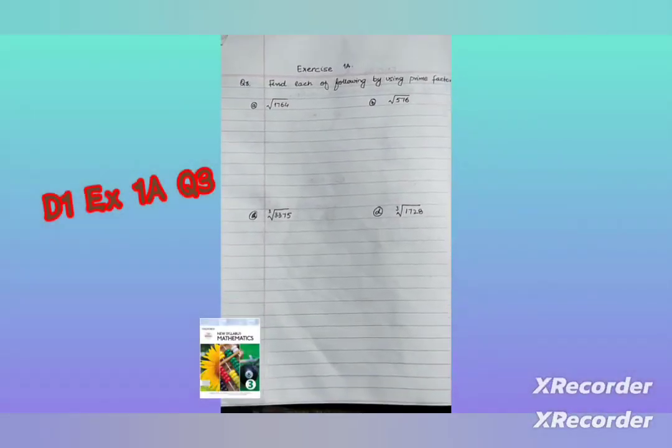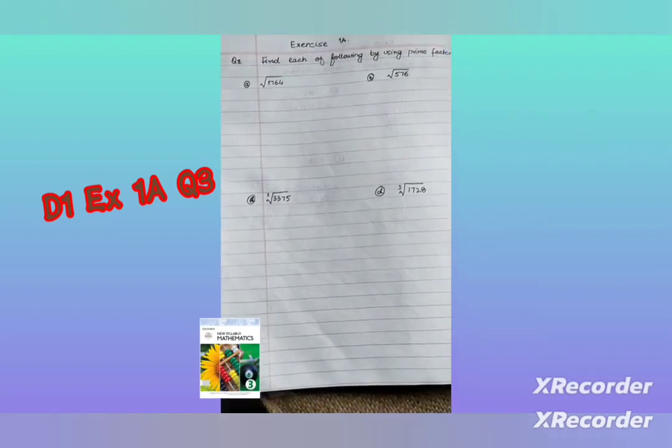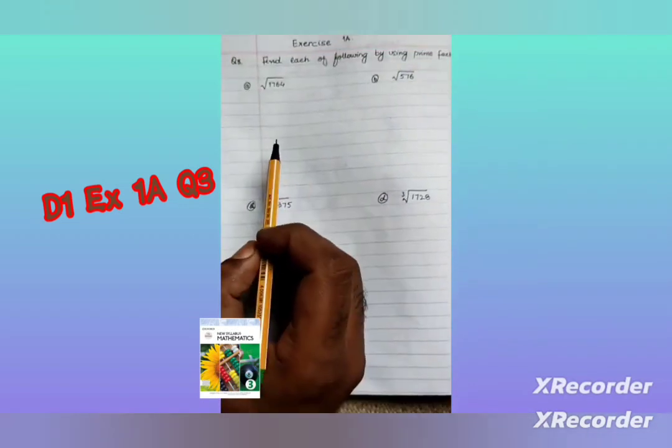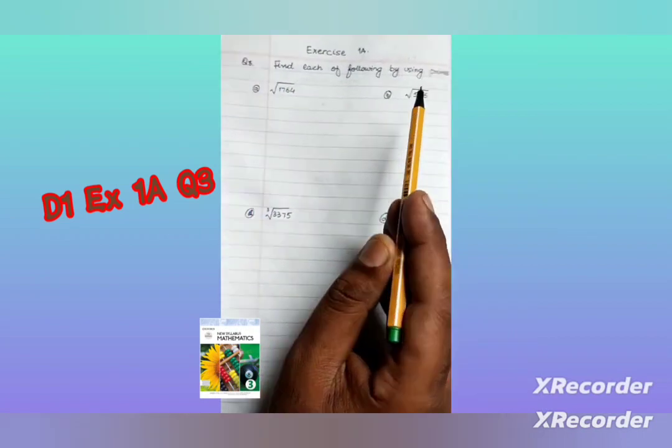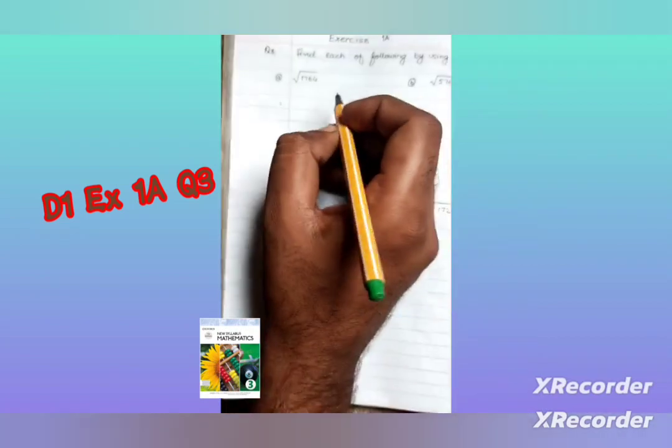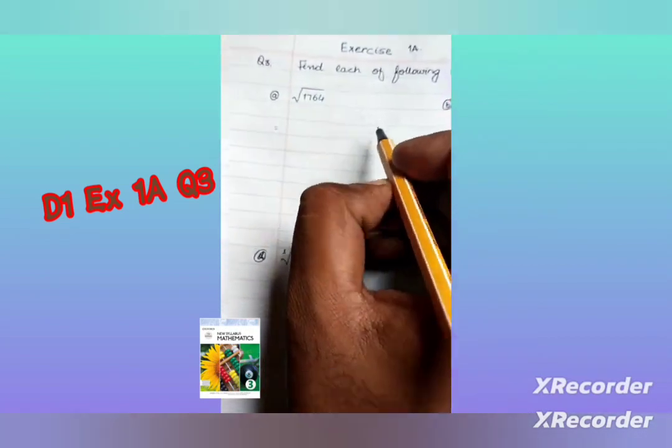Bismillahirrahmanirrahim. Moving forward to question number 3. In this question, we have to solve these using prime factorization. Let's start. Bismillah. To solve this question, we have to find the LCM as before.